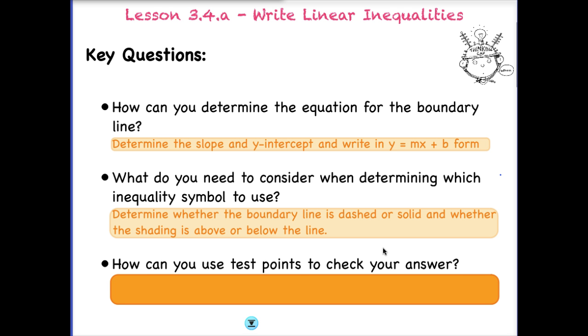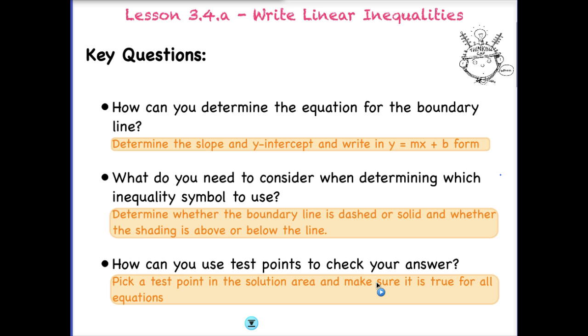And finally, how can you use test points to check your answer to determine whether or not you have the right equation? In order to do that, we will pick a test point in the solution area, so in the shaded area, or in the case of a system, in the overlapping shaded area, and then we will make sure it is true for all equations. So we can plug it in and make sure that it works for all equations.